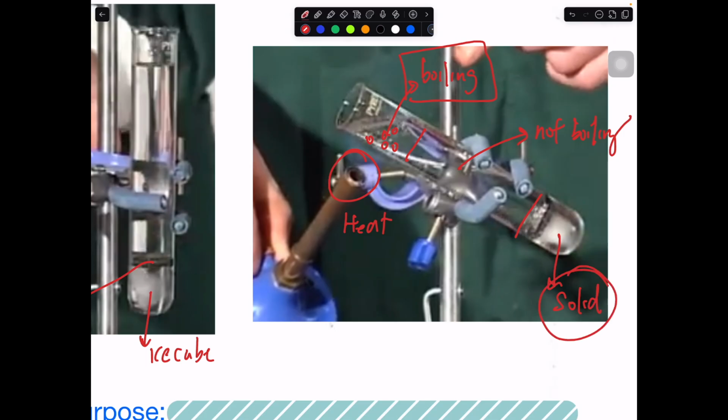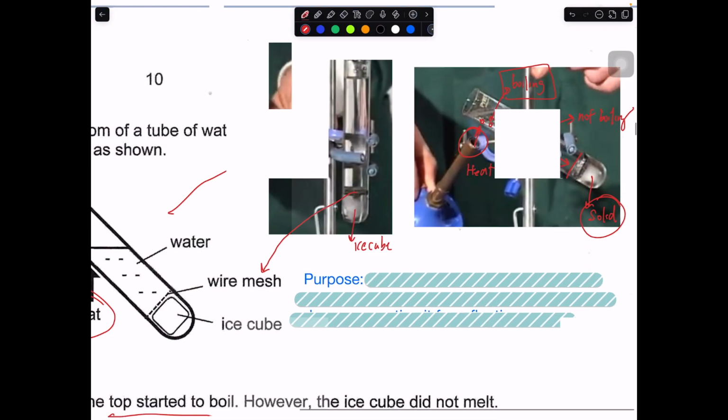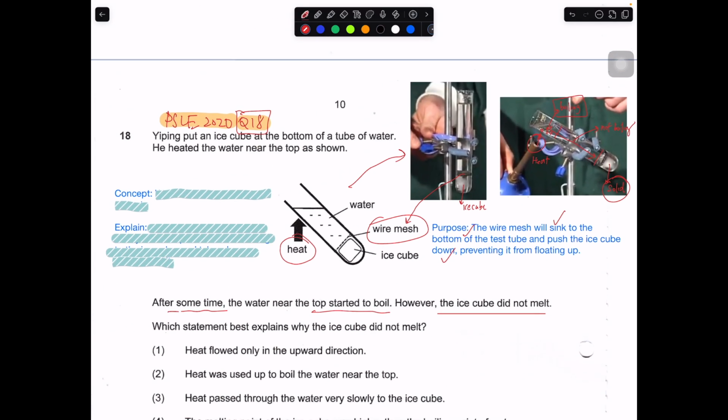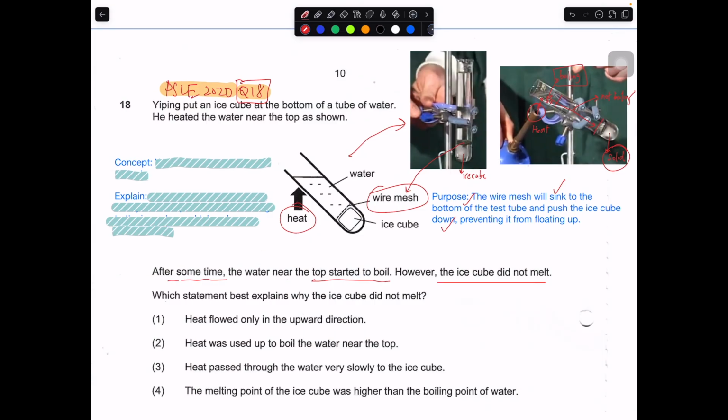One would think that if you apply a heat source on top, naturally the heat will be conducted down below to the ice cube to cause it to melt. Then therefore you will not see the ice cube. But it is not being seen in this case of this experiment. The purpose of this wire mesh is really to do one thing. It will sink to the bottom of the test tube and push the ice cube down so that it will not float up. Because if the ice cube floats up, then this whole experiment will not work. So the concept is to show you that after some time, you will see that the top of the water started to boil, but the bottom ice cube remained in a solid state. It did not melt at all.